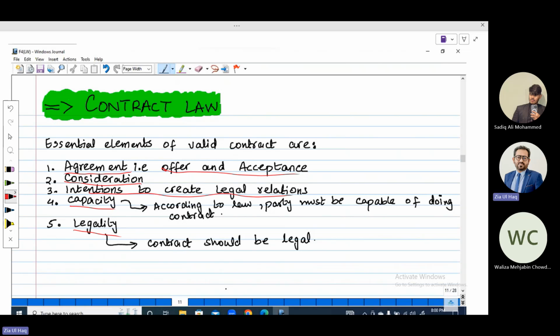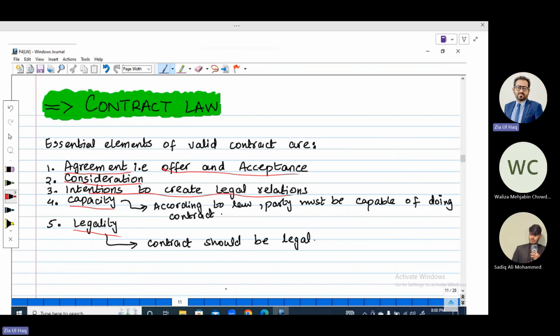So what are the essential elements of contract? There should be agreement, meaning offer and acceptance. There should be consideration. There should be intention to create legal relation. And parties must be capable, meaning they must be of sound mind and major. And contract should be legal. Now in this chapter, we need to learn the detail of each of these. So let's first move towards offer and acceptance.